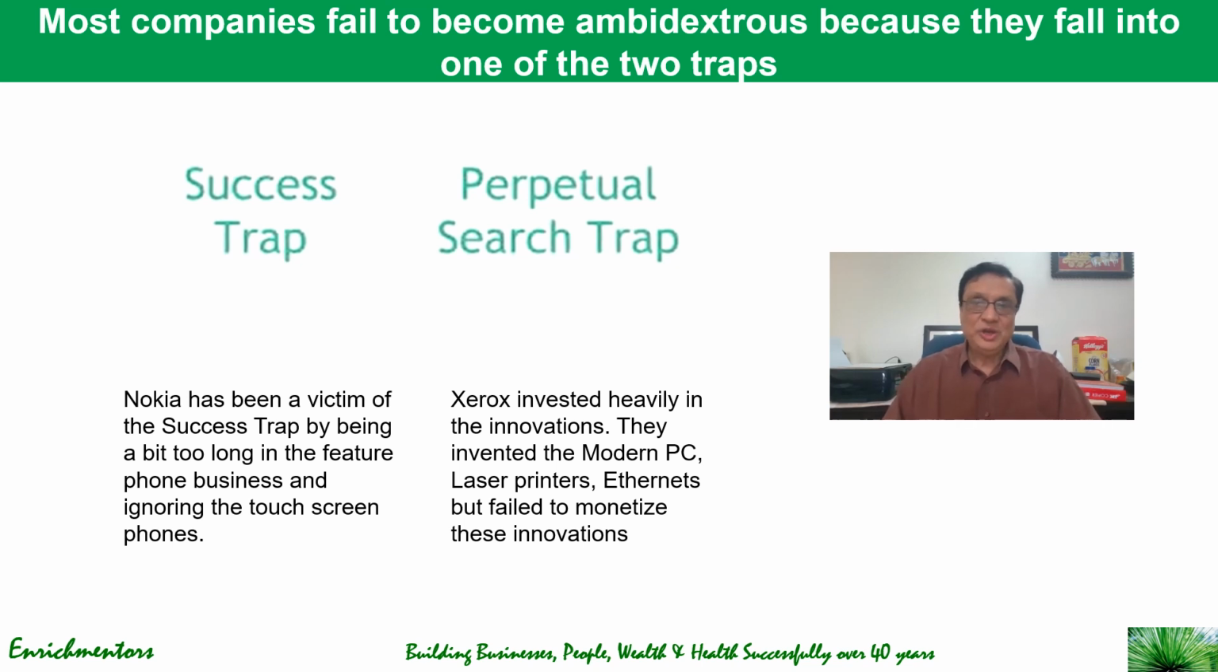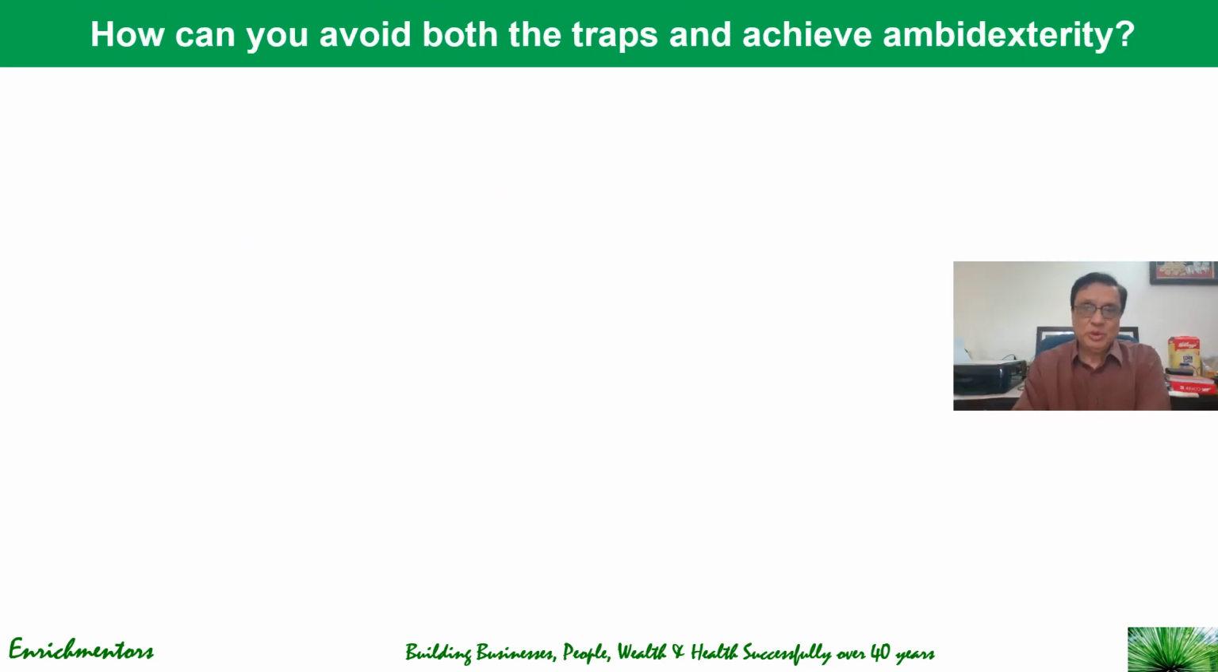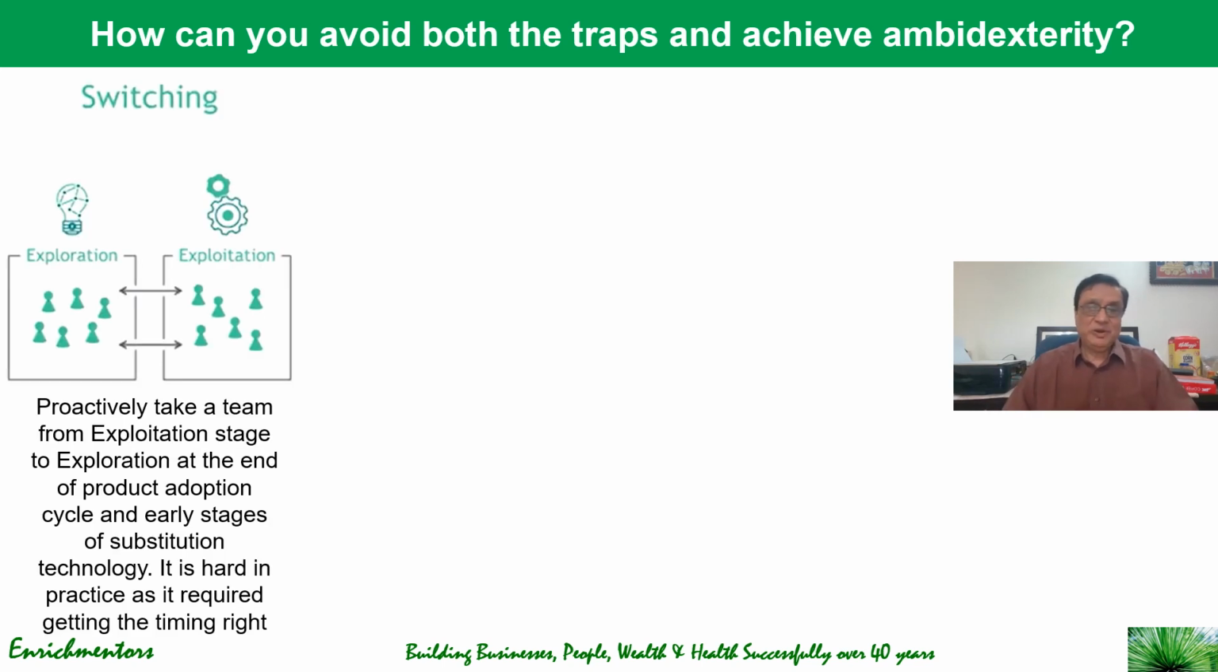So if you fall into one of these traps, that's what makes you a failure so far as ambidexterity is concerned. So how can you avoid both the traps and achieve ambidexterity is the question. Because ambidexterity is important for your sustained value creation, as we say, and that is what creates the new digital growth, right? So there are a couple of things that you need to do.